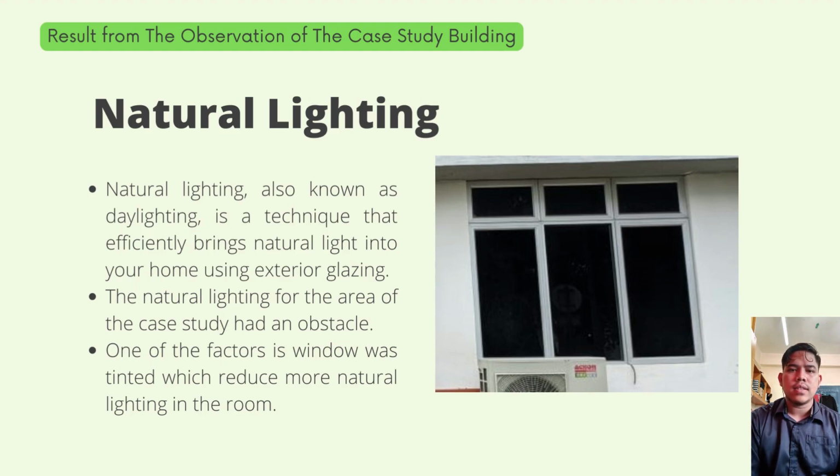The study area does not have sufficient natural lighting due to several factors. The natural lighting for the area of the case study had an obstacle. One of the factors is that the window was tinted, which reduced natural lighting in the room as shown in the figure beside.